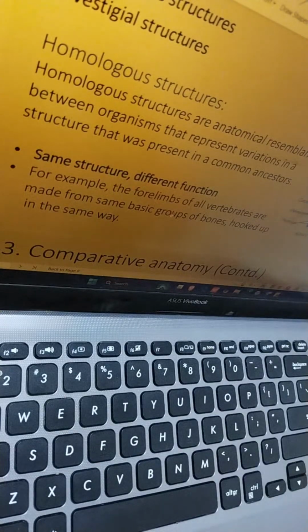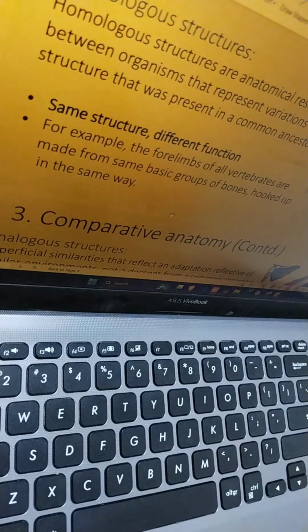For example, the forelimbs of all vertebrates are made of the same basic groups of bones hooked up in the same way.